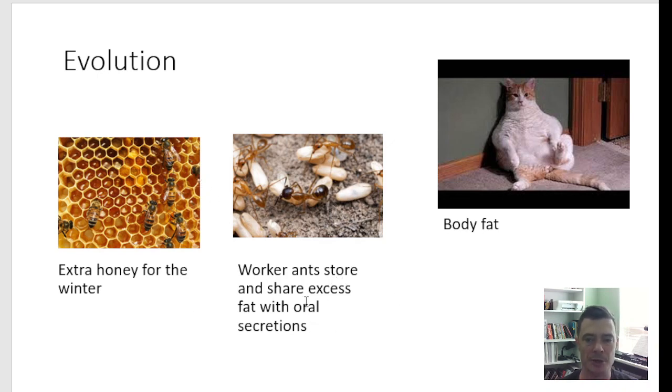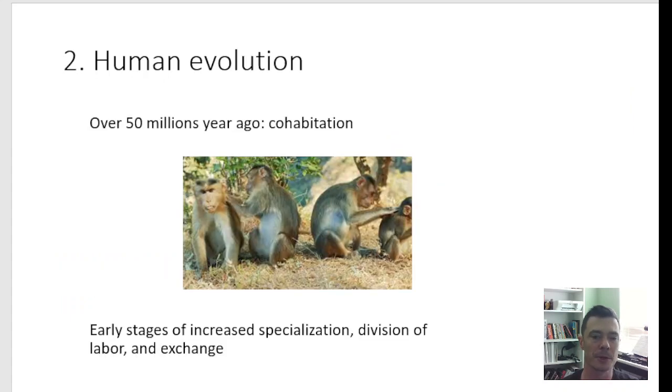One that I found interesting was with worker ants. The colony has a solution for storing food. Over the winter, there's one type of ant that stores excess food, and then throughout the winter shares it with the other ants via an oral secretion, and this allows the whole colony to get through the winter.